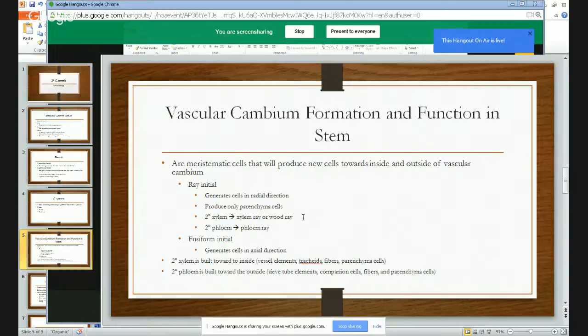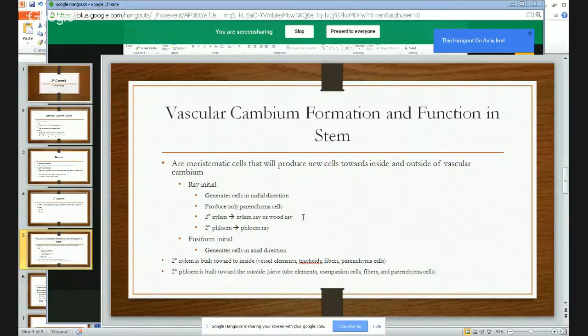Since it's capable of mitosis, it's going to go ahead and split, and then that's that next layer down. However, it's not going to turn into secondary xylem and secondary phloem, because you still have to hold on to one of those vascular cambial cells. So one half is going to become the primary xylem or phloem, and the other side is still going to stay that vascular cambial initial.